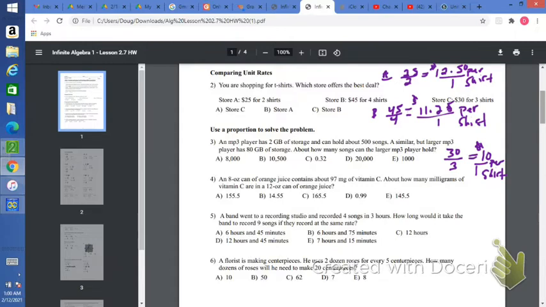So what is the best deal? The best deal is going to be store C, because the unit rate is $10 for 1 shirt. That's the cheapest out of all 3.